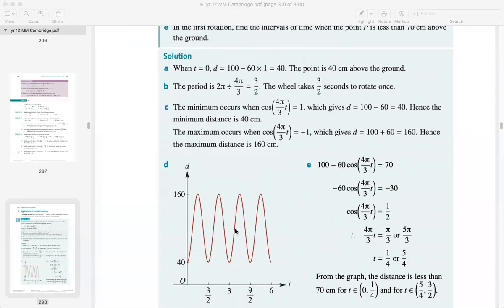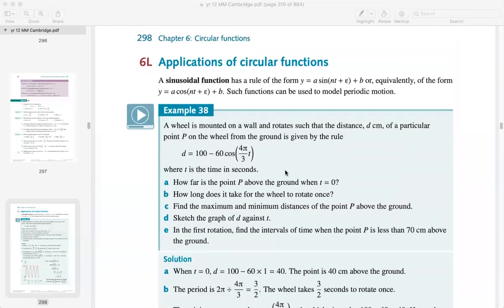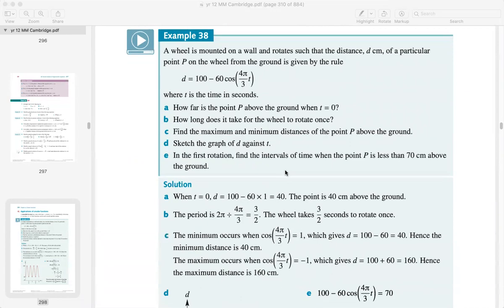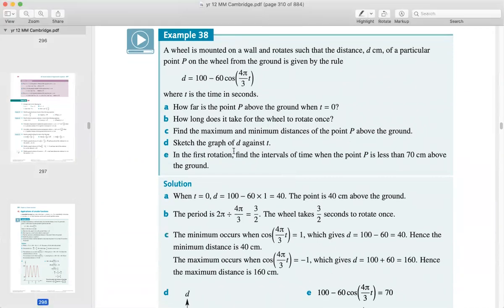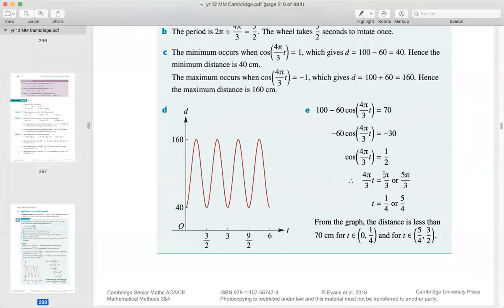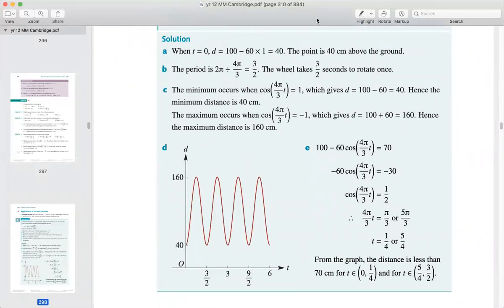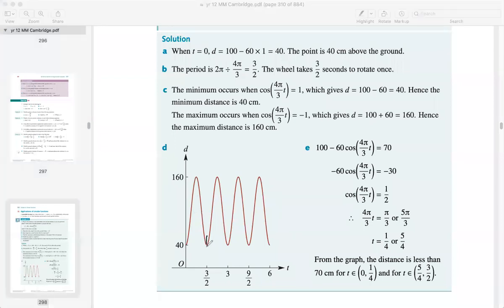It's essentially just like this one, with cos of 4 pi on 3 times t, then a dilation factor of 60, then we take the reflection in the negative, then we add 100 upward. And in the first rotation, we want the time interval when P is less than 70. So basically, for the first rotation, just until here. You have to make sure it's less than 70. It should be about from this time to this time.